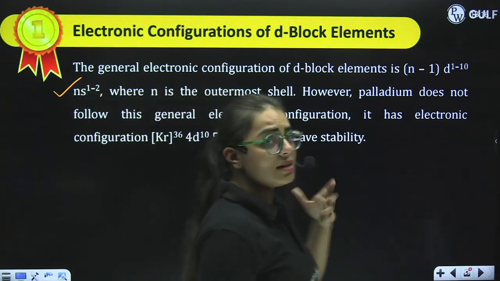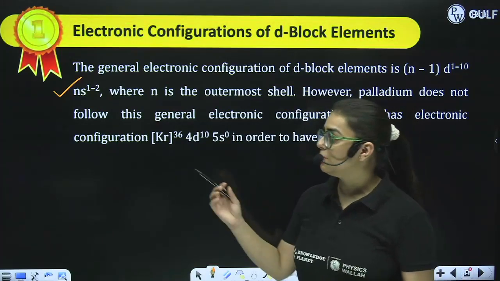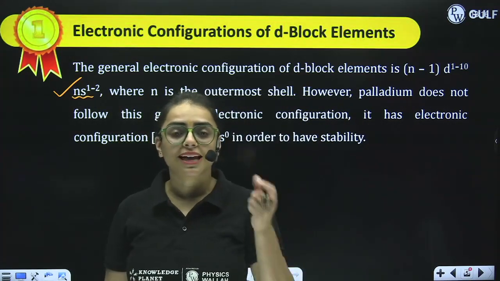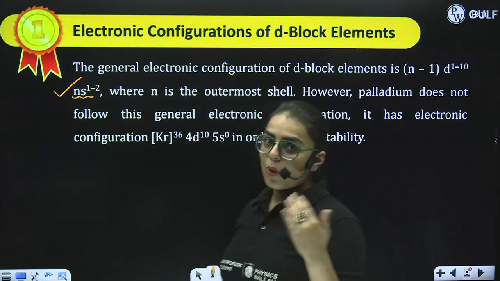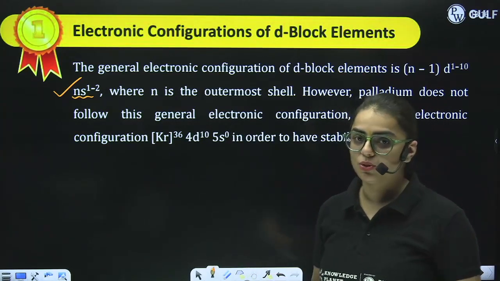And yes, there are some exceptions. There are a lot of exceptions in which we shall observe that there can be a case where ns1 to 2 is not observed. There can be a state of ns0. Why does that happen? In order to attain stability. You will come to that part, no need to worry.